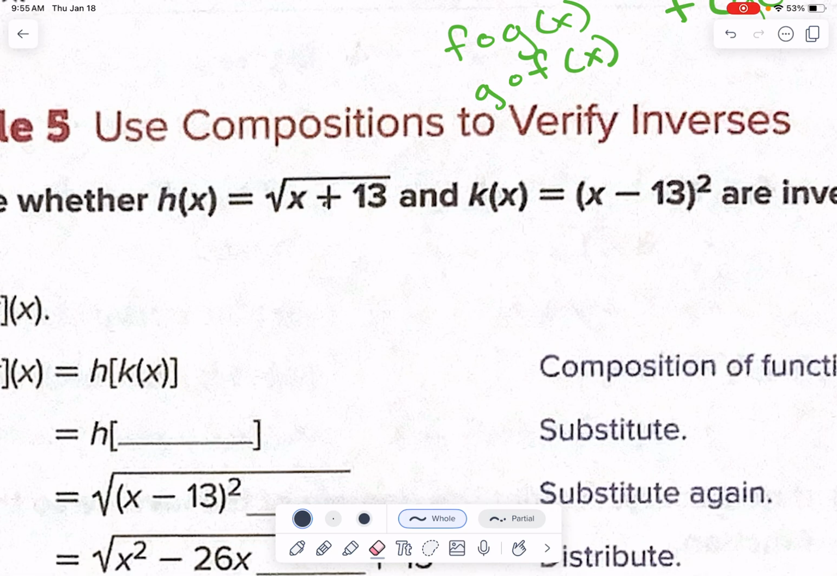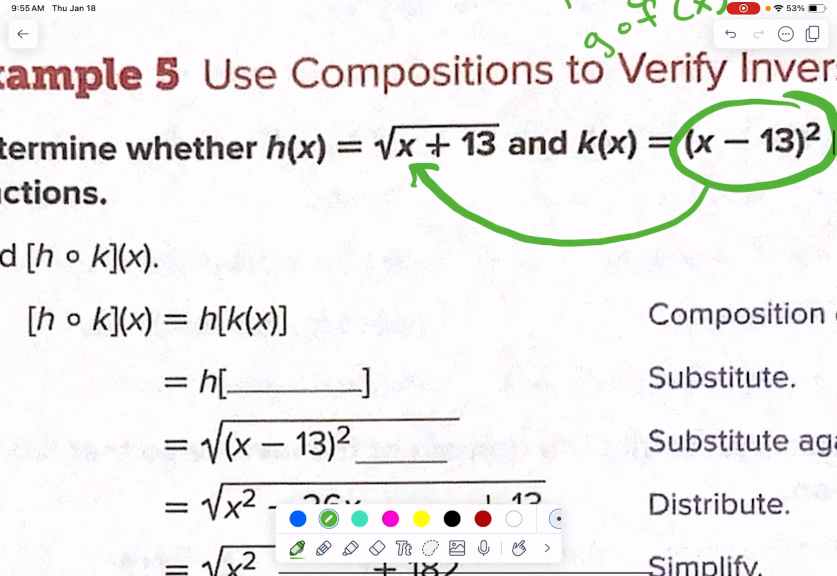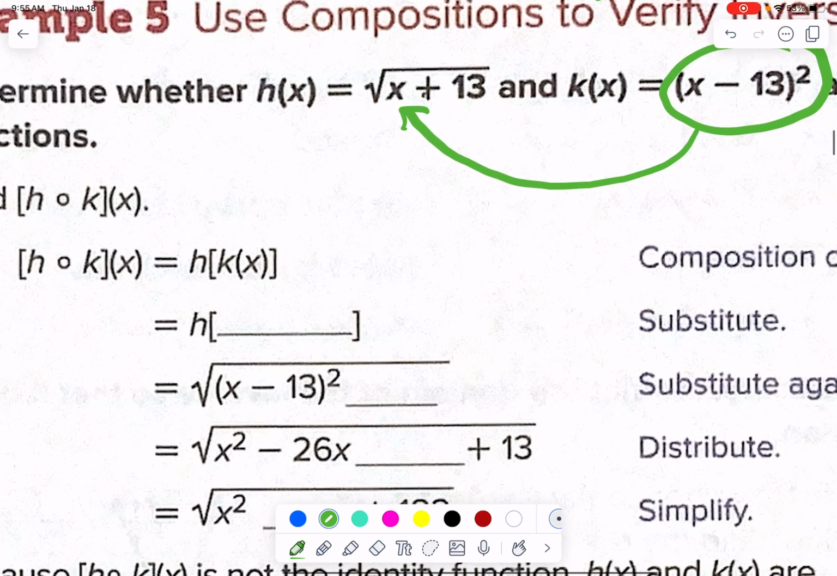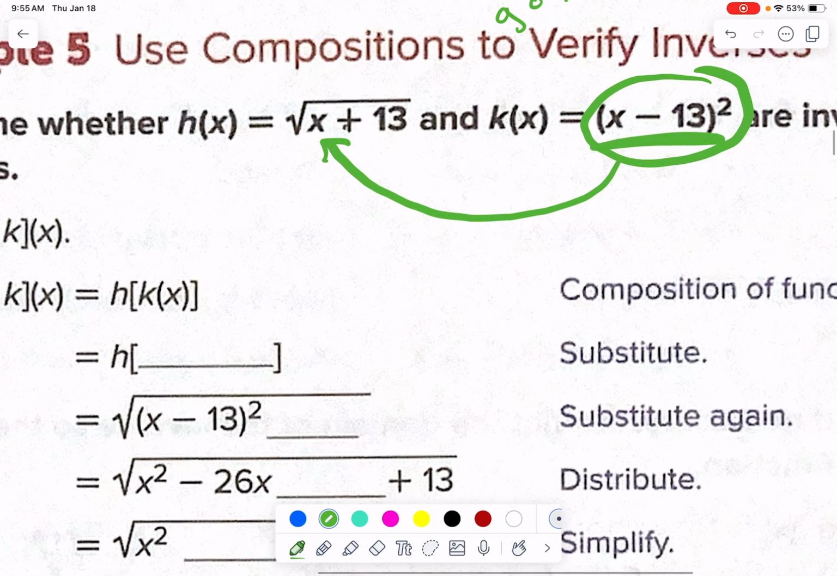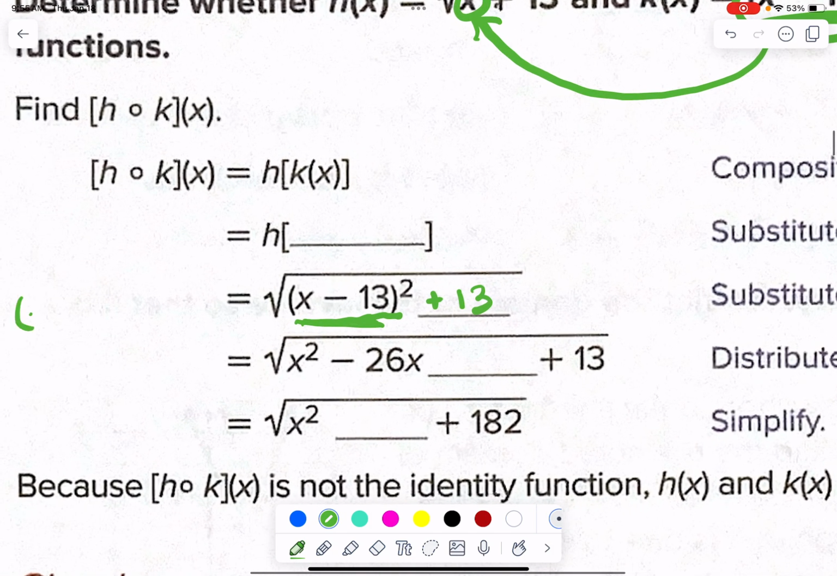Okay, I'm going to take this second function and plug it into the x here, okay? That's what they did here: h composed of k of x. They're taking this second function, x minus 13 squared, and plugging it in for this x here. They've done that, x minus 13 squared, but then I still have the plus 13 right there, right? Then they went ahead and squared out x minus 13 squared, and when you do that, you have to FOIL it.